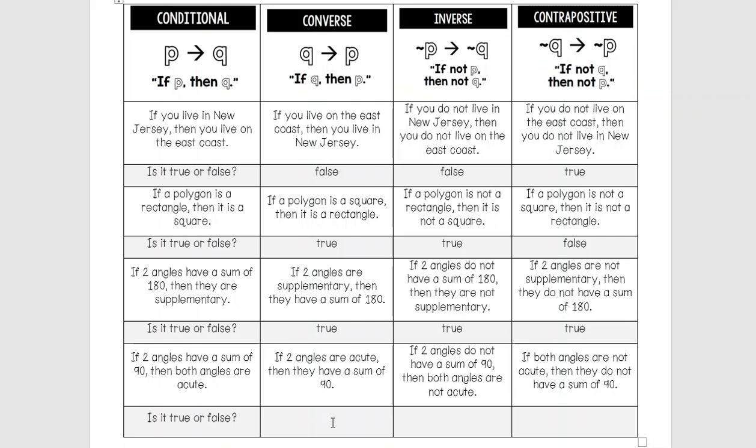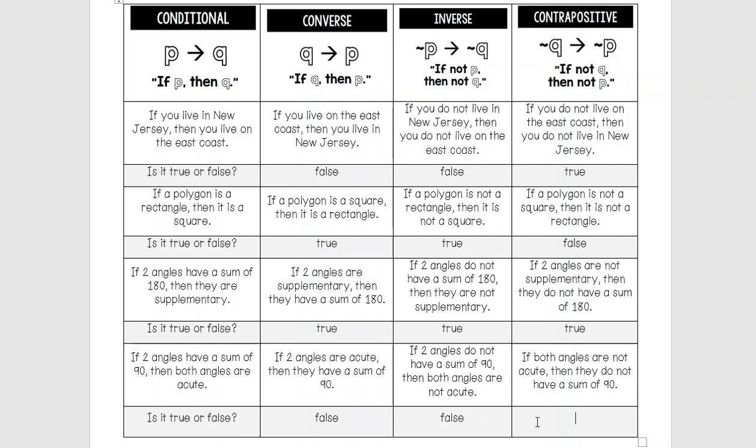And our last one, if two angles are acute, then they have a sum of 90. This is false because I could have two acute angles, one being 89 degrees and one being 89 degrees. Those would not have a sum of 90. If two angles do not have a sum of 90, then both angles are not acute. If they don't have a sum of 90, it could be 180 for their sum, and both angles wouldn't be acute in that case, but we could have a sum of 80, and then both angles would have to be less than 90, which would make them acute, so this is false.